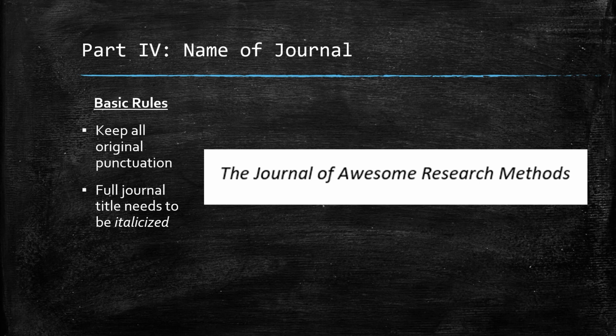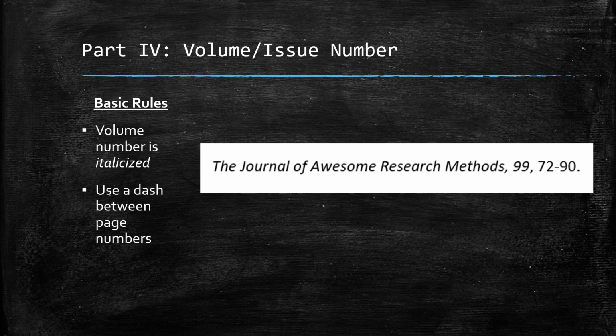Following the title of our article, we typically need to list the academic journal that published the paper. Our historical figures were able to get their paper published in a journal called the Journal of Awesome Research Methods. Unlike the rules we had for the title of the article, we want to keep the punctuation and capitalization of the journal title the same. The one thing we need to change, though, is that we need to italicize the full title of the journal. This would be written like this.